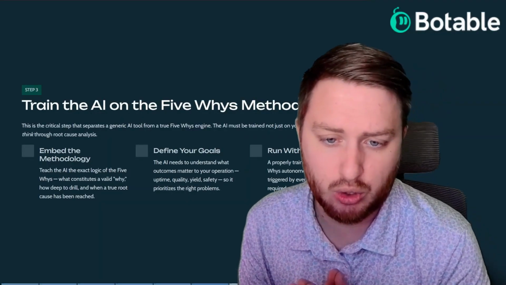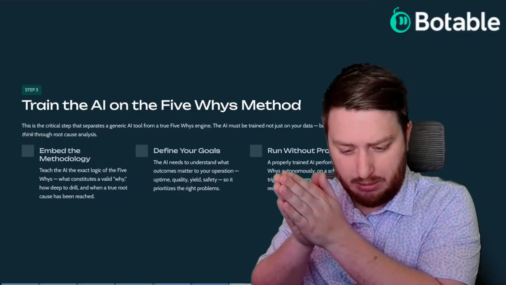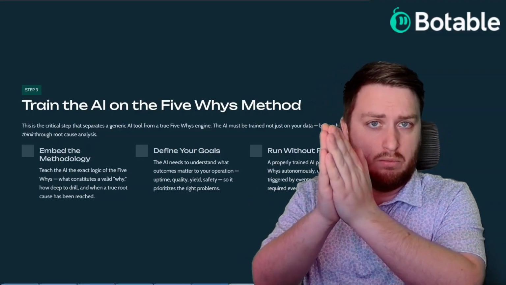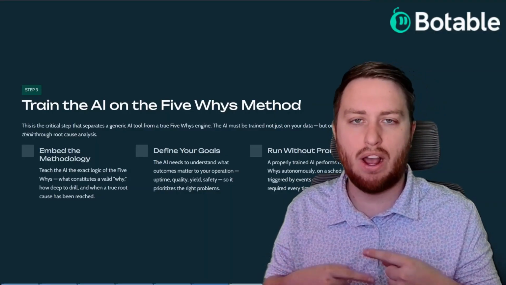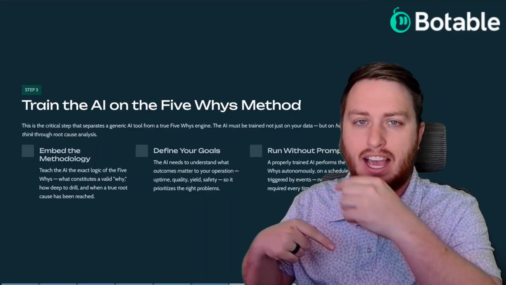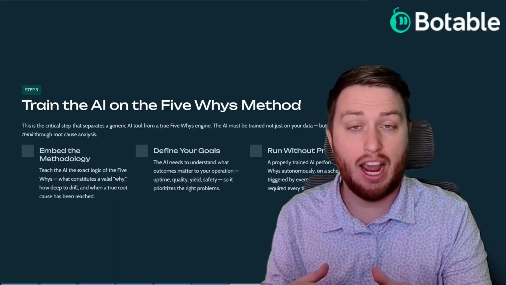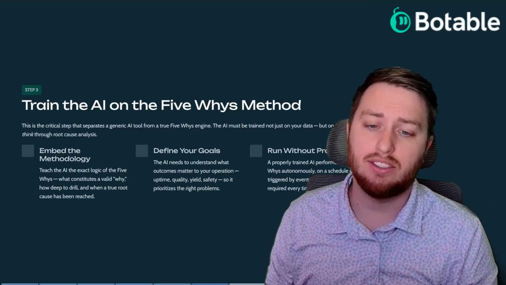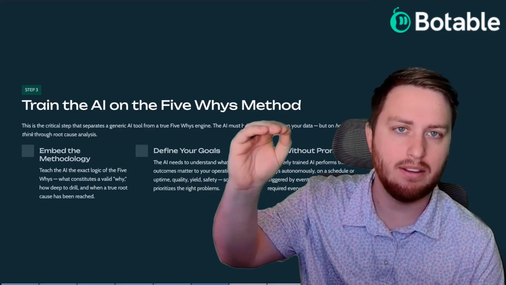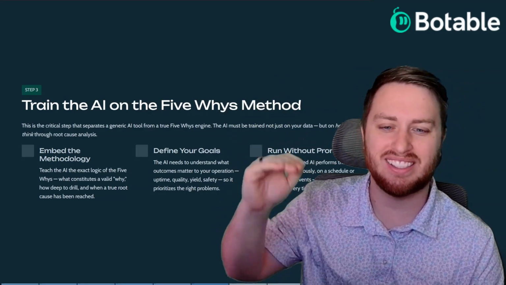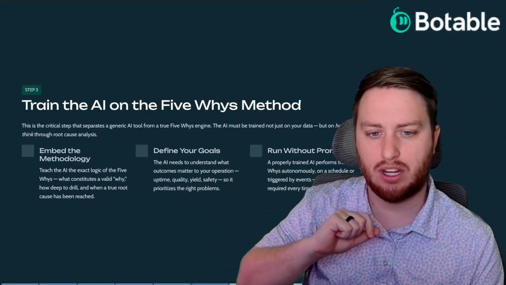The next step is training the AI on the five whys method. So we talked about getting the data. We've chosen a system, and now we need to train it on what the five whys method is and exactly how to think. This is like training a new person in this industry how to use the five whys method. You're going to embed the methodology, you teach the logic: ask why, then ask why, find the root cause. You give it this process and you run it through its paces a few times.